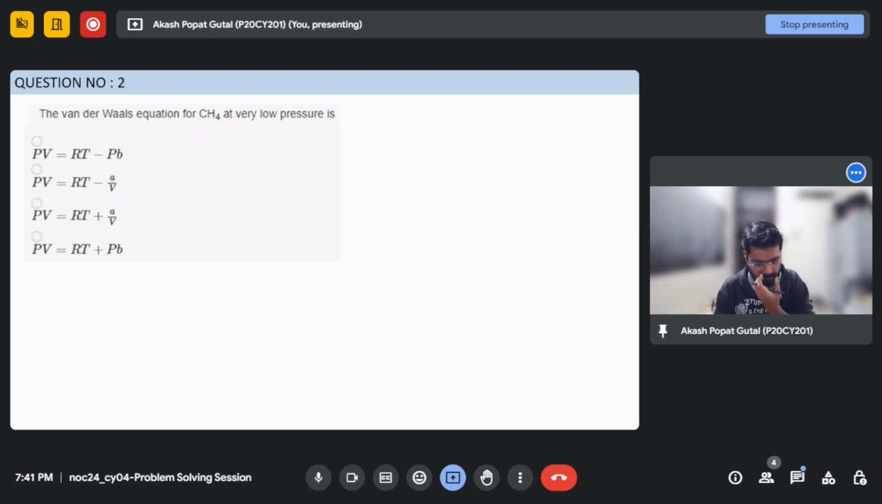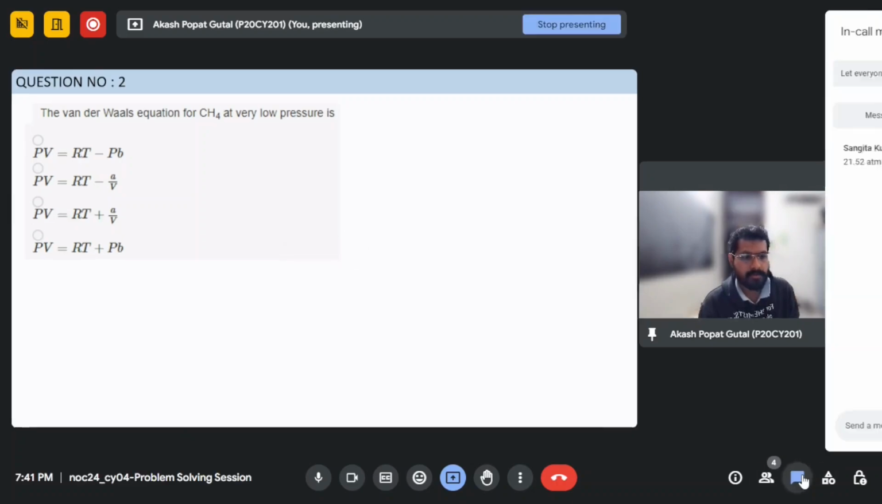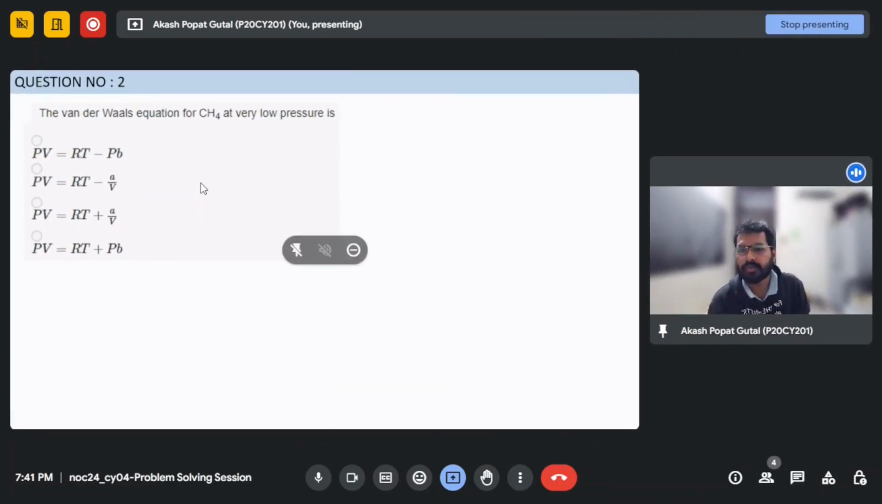So the next question is, the van der Waals equation for CH4 at low pressure is. So for CH4, what is the van der Waals equation for low pressure? Can you answer? So this is CH4, the low pressure. What happens? I will give the hint. At low pressure, the interaction between the molecules becomes less.